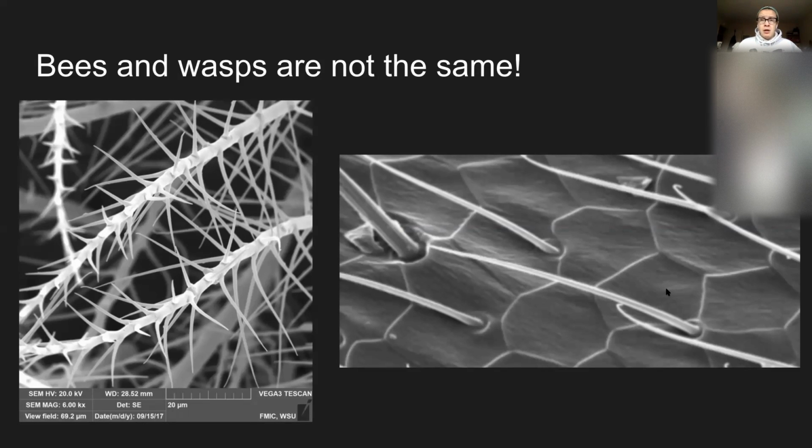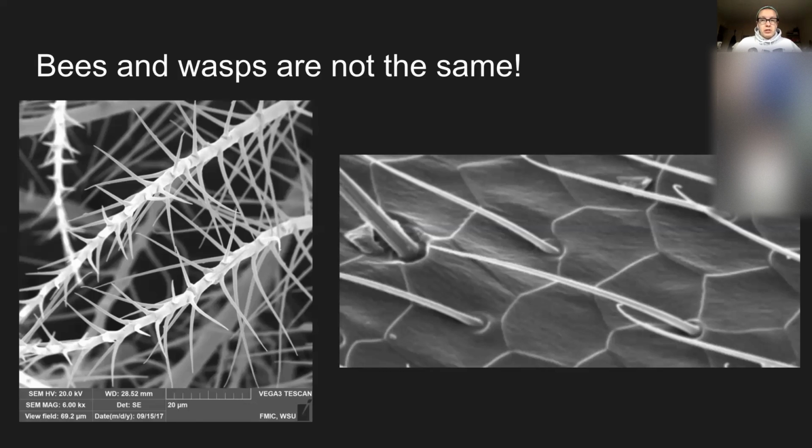But you might notice that bees look kind of fuzzy and friendly, and wasps are kind of naked almost, and ants are too. They don't really have a lot of hair on their body. So the hair that they have is single, and it's kind of spread out.